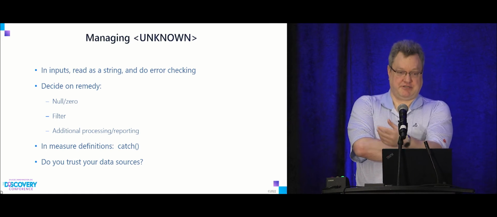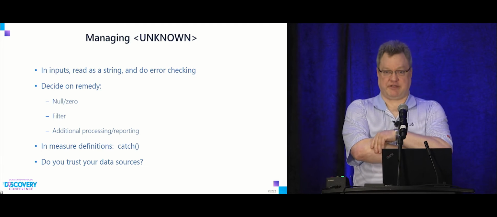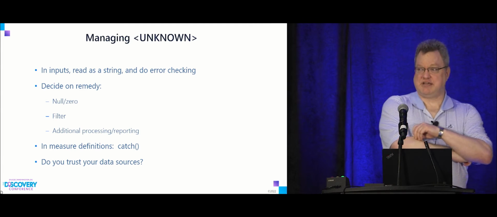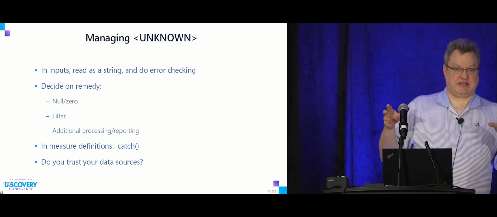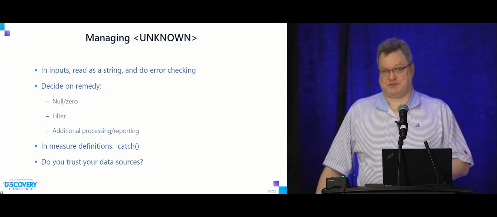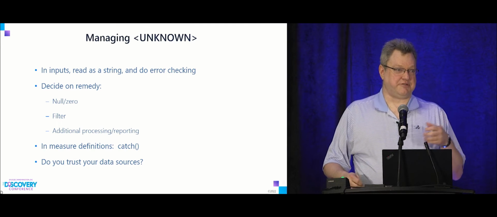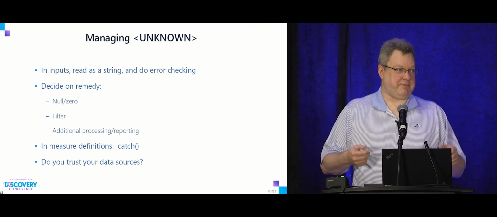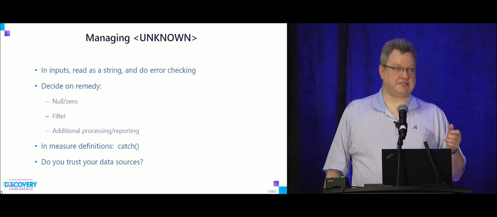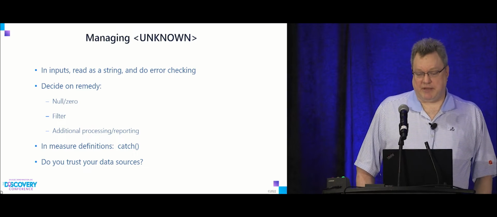In measure definitions or in calculations, you can use the catch function to deal with this. Catch is a function that says, after you do this thing, if the answer is unknown, instead put in this other value. So I do stuff frequently where I have, give me actual divided by budget, and then I just wrap that in a catch, comma, 0, so that if there is no budget and I'm dividing by 0, I just put a 0 up.